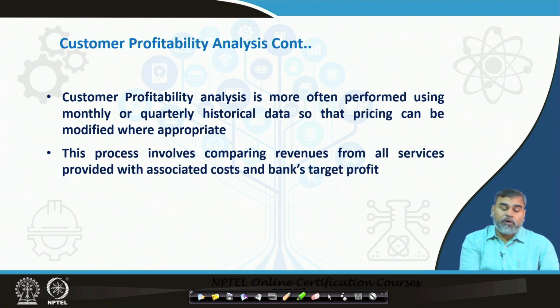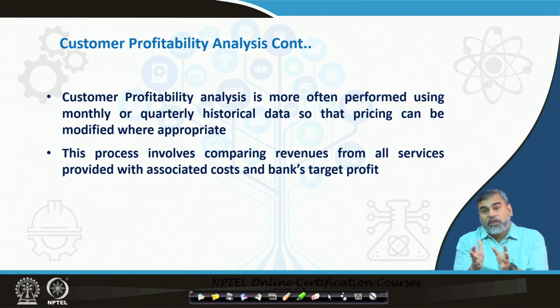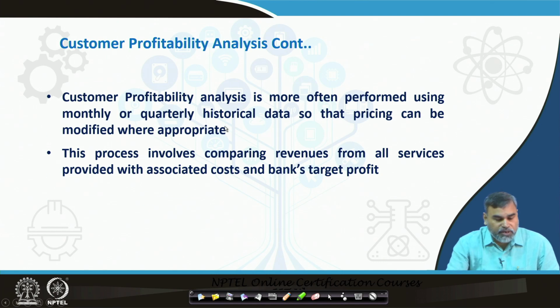And that is why this process involves comparing the revenues from all services provided with the associated cost and the bank's target profit: how much cost they are incurring for each customer and how much profit they are able to generate from each customer. Then they compile those data, and accordingly decide how the customer profitability analysis can be carried out, so that the bank's total profit can be maximized by identifying those customers, or giving more incentives to those customers, who are really adding revenue to the commercial banks in a better way. So, this is what customer profitability analysis is.